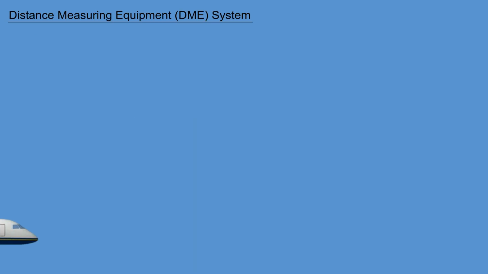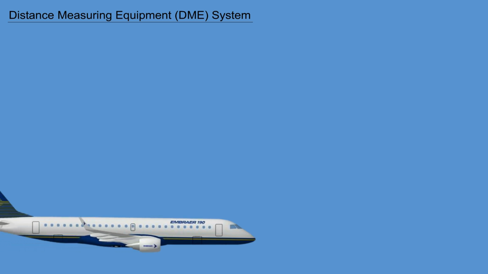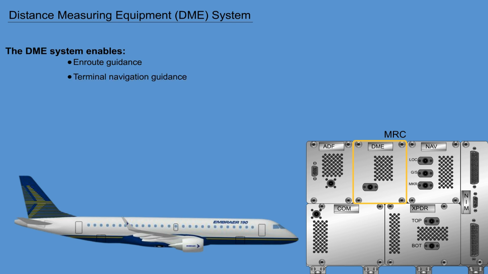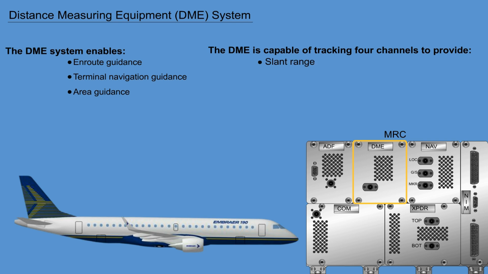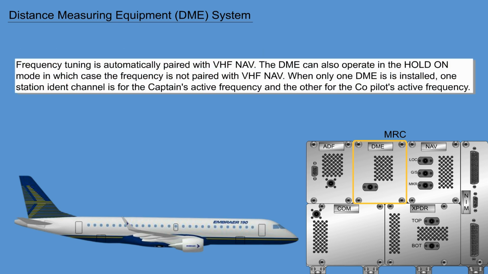The Distance Measuring Equipment System, DME, is an integrated part of the EPIC avionics suite. The DME system enables en route and terminal navigation and area guidance. The DME is capable of tracking 4 channels to provide slant range, time to station, and station identification. Frequency tuning is automatically paired with VHF nav. The DME can also operate in the hold-on mode, in which case the frequency is not paired with VHF nav.